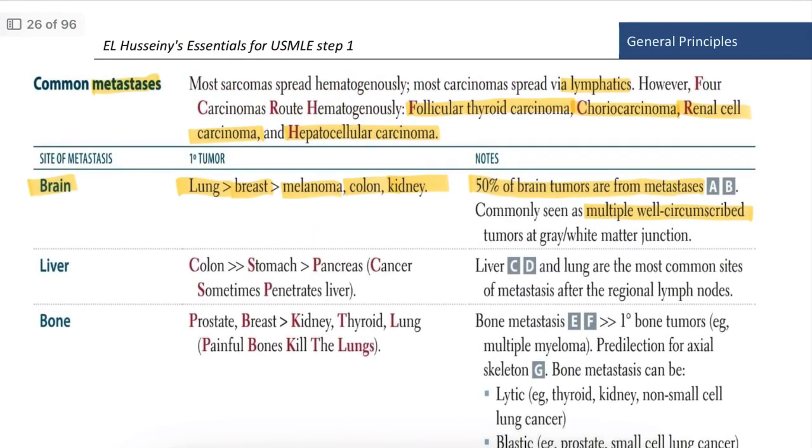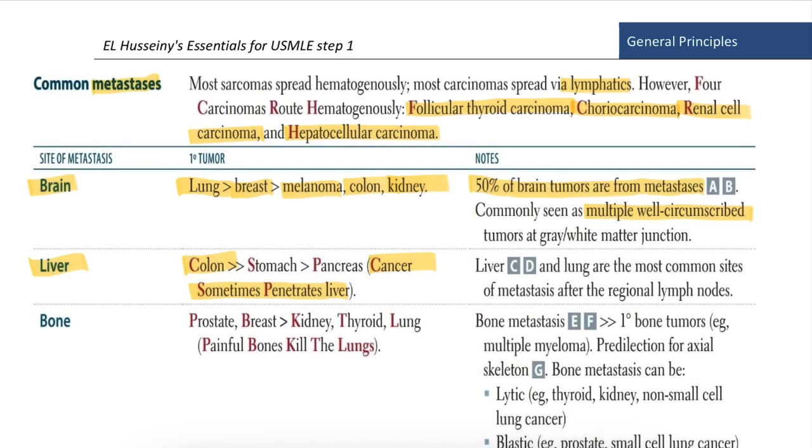Next, we are going to discuss the liver. In liver metastasis, the liver is another common site of metastasis. The primary tumors are mostly colon, then stomach, then pancreas. And we have one mnemonic: 'cancer sometimes penetrates the liver', that is colon, then stomach, then pancreas. So this is the liver metastasis mnemonic.